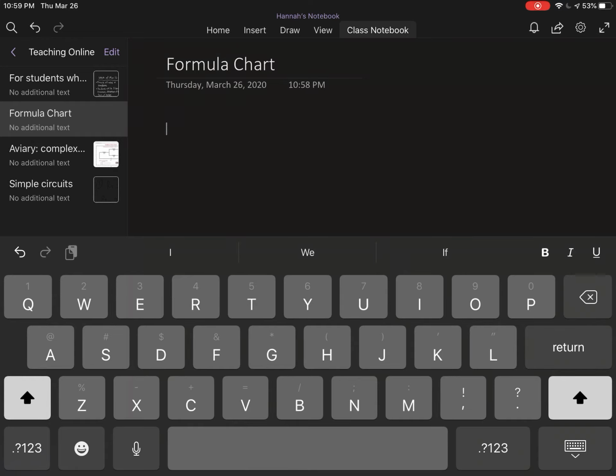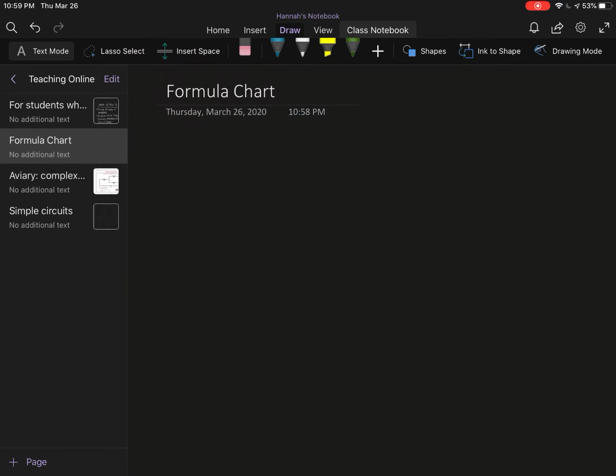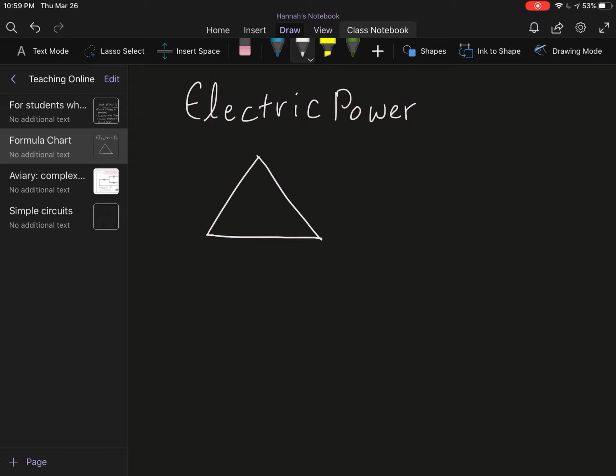I'm going to go through the formula chart that I want y'all to use for your quiz assignments that are coming up. And this is in relation to our electric power notes. Okay, so whenever we first started our notes, we started off by talking about electric power. Okay, and we did have a nice little triangle for that. And in that triangle, we had that power is equal to current times your voltage.